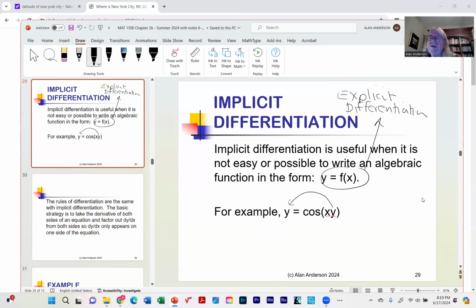So in the meantime, we'll stop right here, and then we'll pick it up next time with this so-called implicit differentiation. All right, see you then.